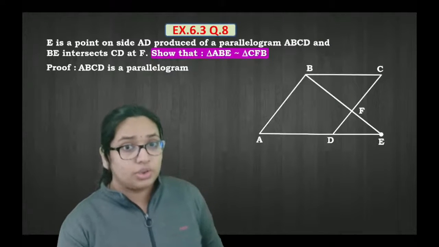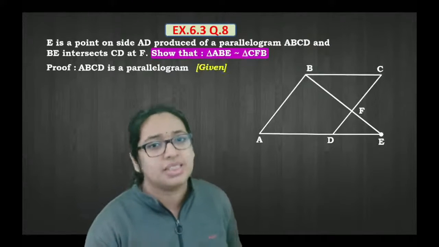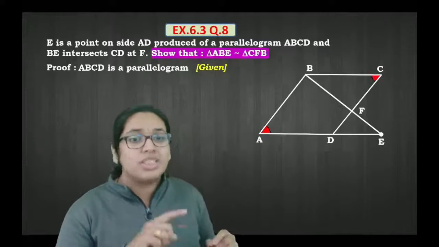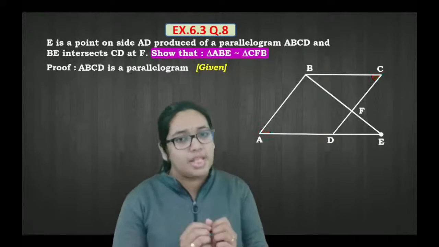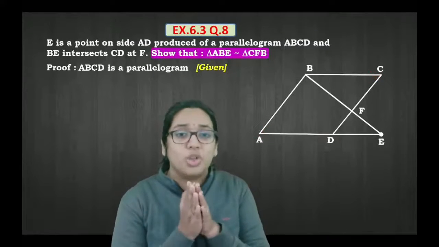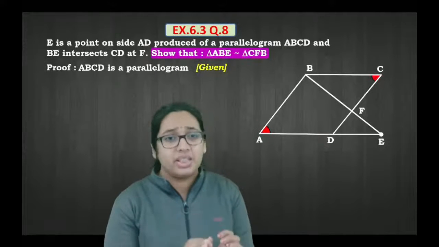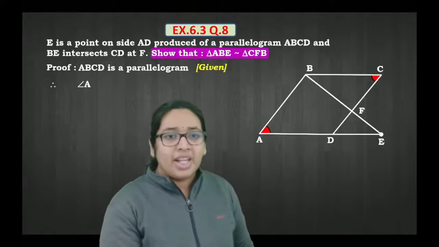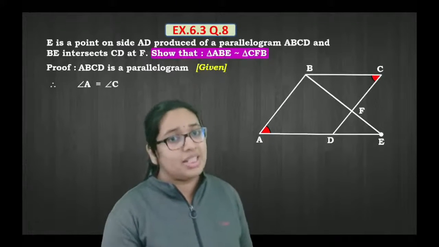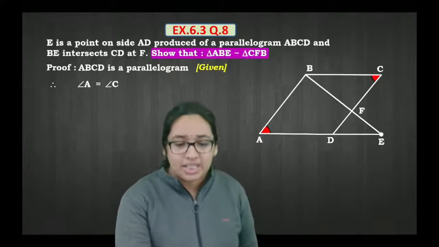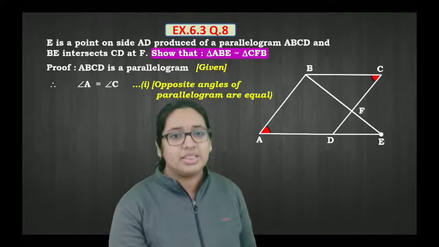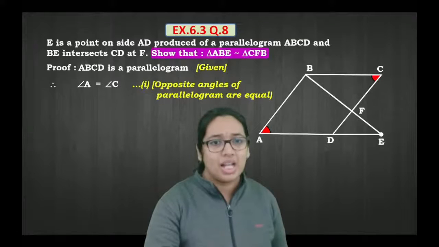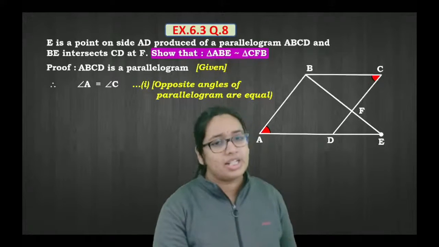So, as we all know, ABCD is a parallelogram. It is a given case. So that we can say opposite angles will be of same measure. Right? Opposite angles are always equal for a parallelogram. This is nothing but a property of parallelogram. So I can say that angle A is same as angle C. Measure of angle A is same as measure of angle C. What might be the reason for it? Opposite angles of parallelogram are equal.